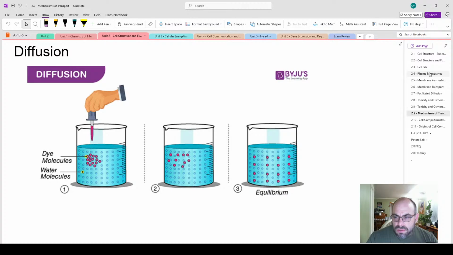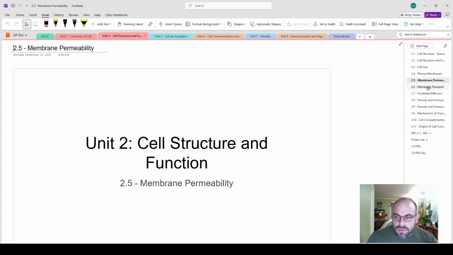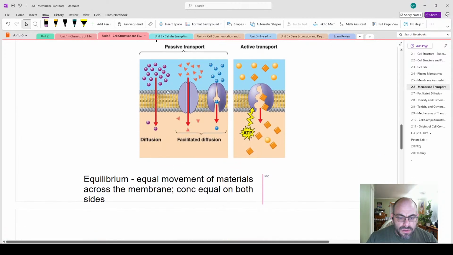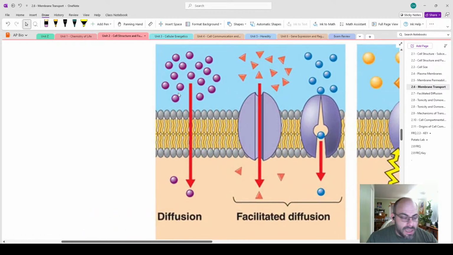Simple diffusion. So if I go back up here to this, here's diffusion also, right? This time it's going across a membrane. It doesn't really matter. High concentration to low concentration. Most of the time when you see it, you're going to see it going across a membrane, right? So this is passive. No energy is required.